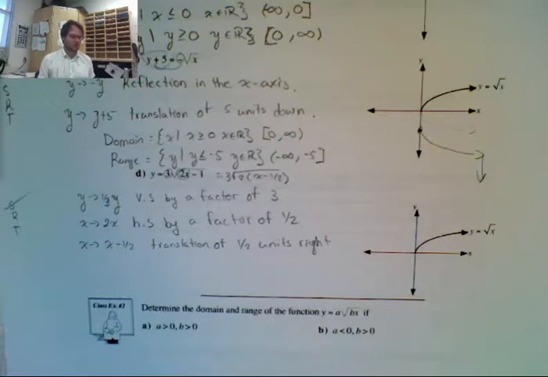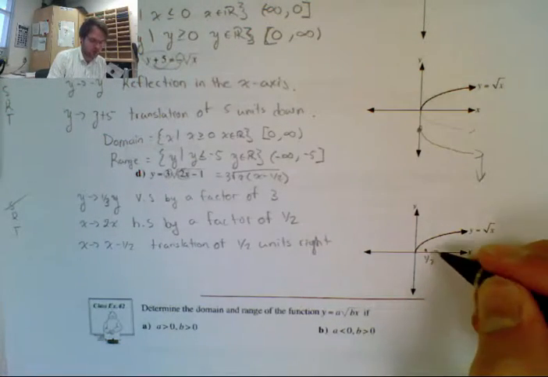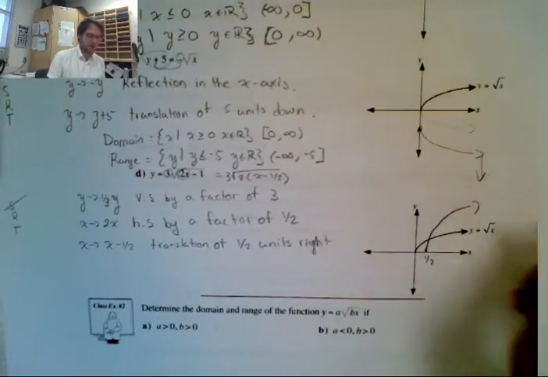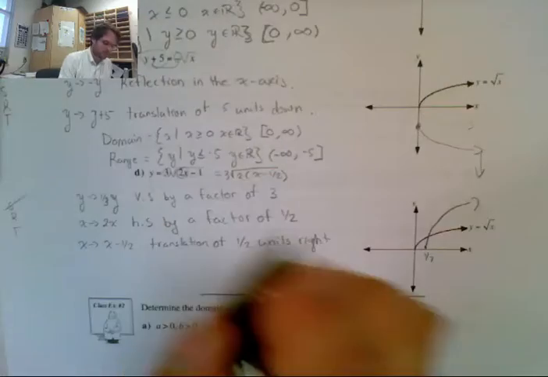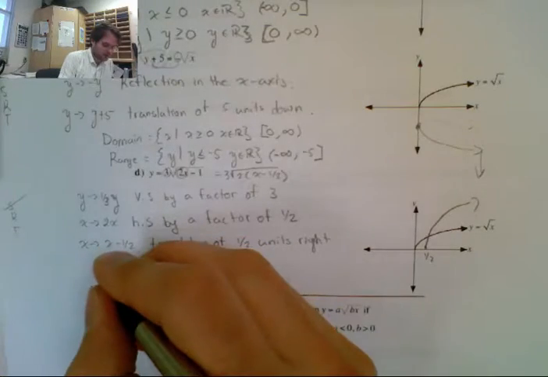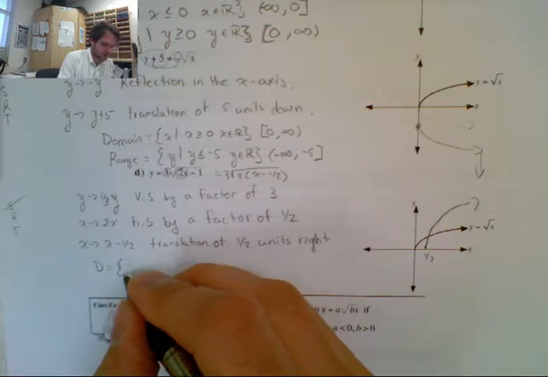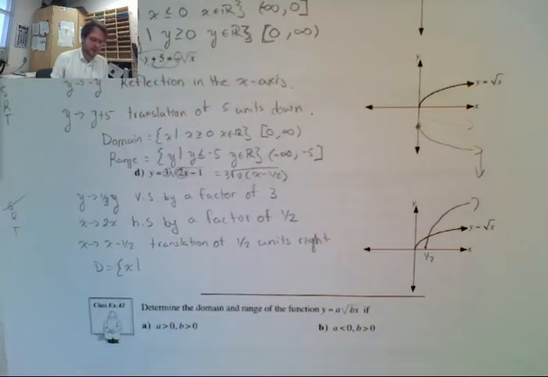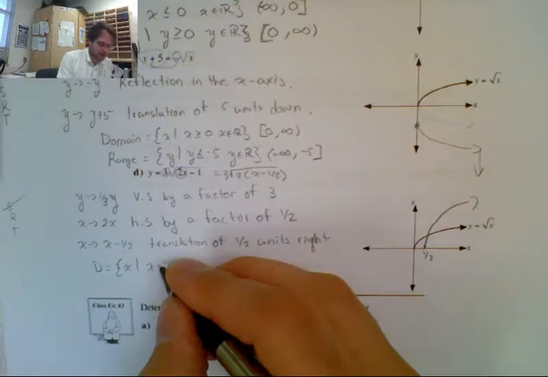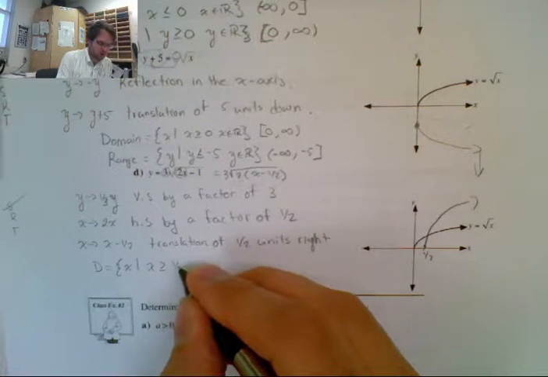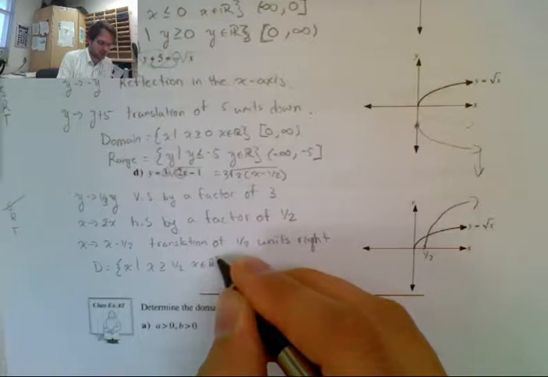Okay, so let's draw this now. So we're going to start over here. This is going to be 1/2, and it's going to be looking something like that. Okay, so let's take a look at this. Let's put my domain is equal to, we're looking at x such that x must be, well, we're starting at 1/2 here, greater than or equal to 1/2, where x is an element of all real numbers.